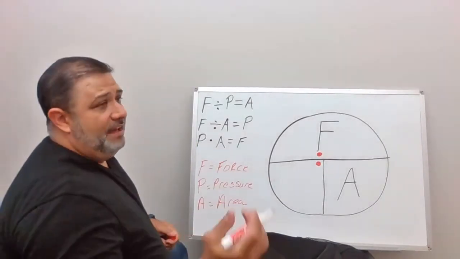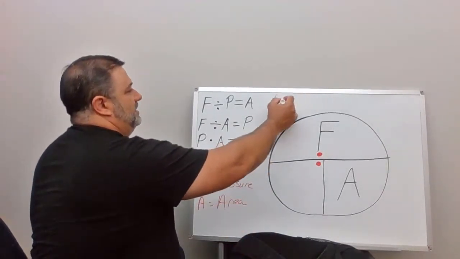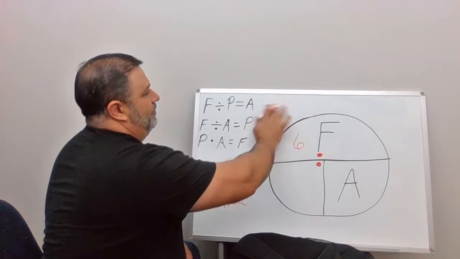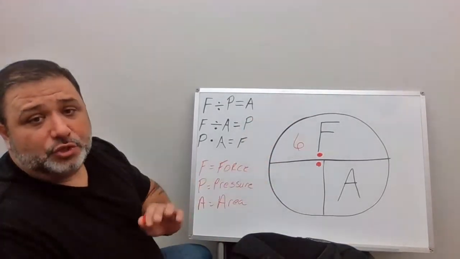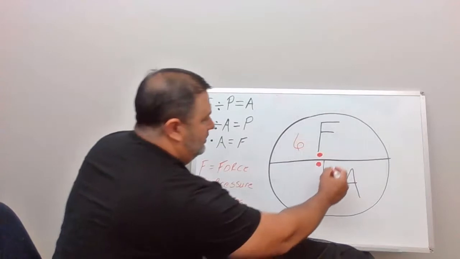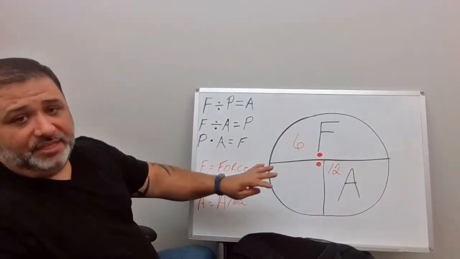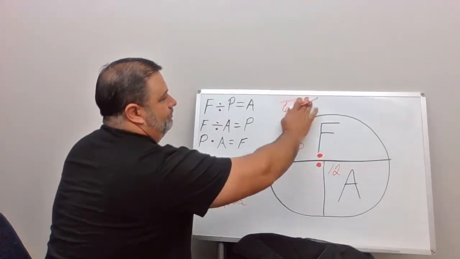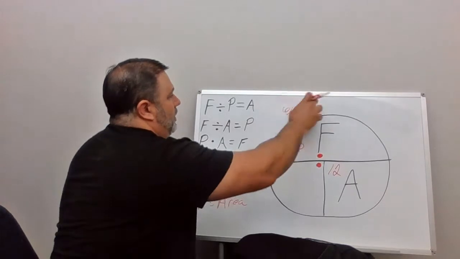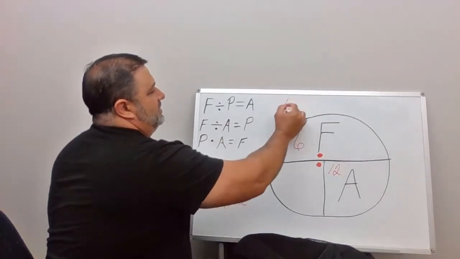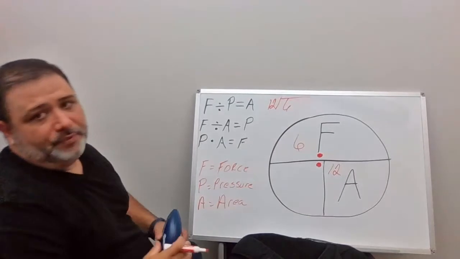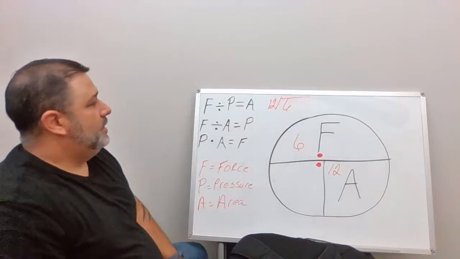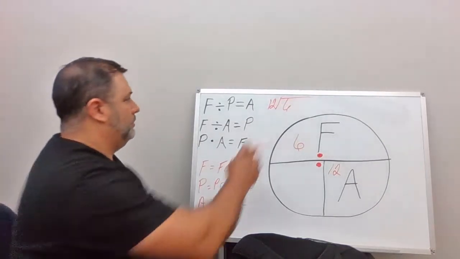Okay? So if we have 6 pounds of force, so let's put a 6 here, actually, and we have 12 inches of area, this would be 6 divided by 12 to give us our pressure. Okay? So that's how that would work.